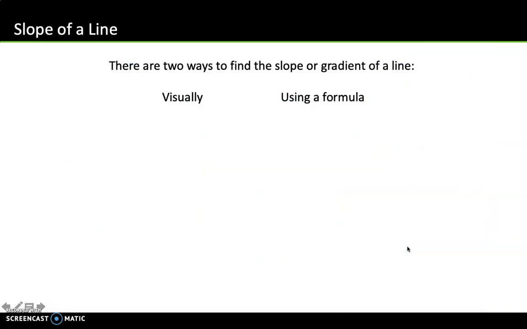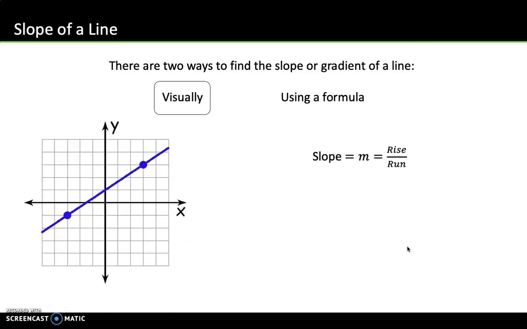There's two ways to find the slope. We're just going to focus on doing it visually today. Tuesday we'll look at how to use the formula. We're just going to focus on how to find the slope visually. How we do that, I'm not too sure if you might have touched on it last year in first year, but the slope is found using rise over run.